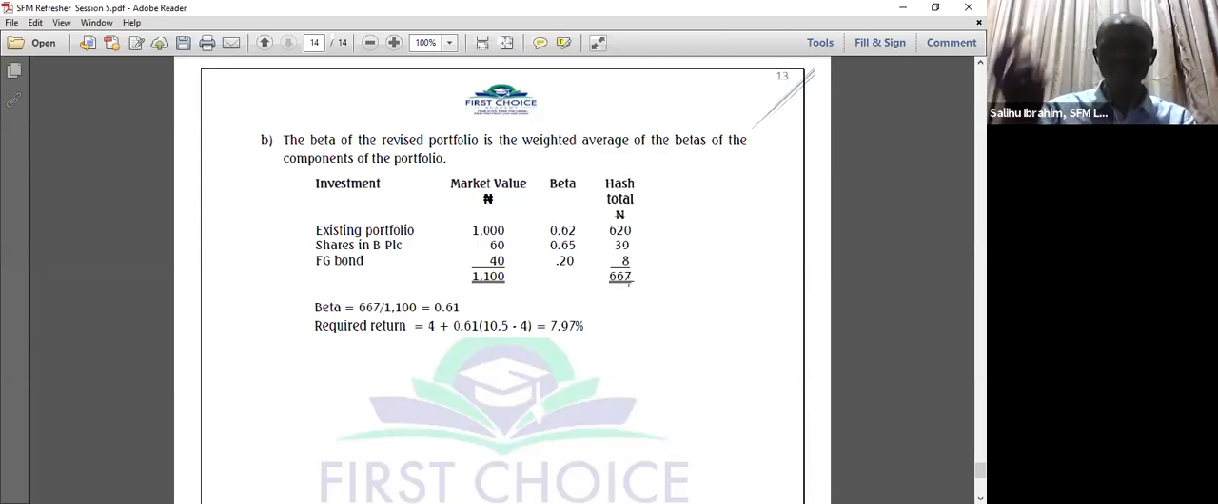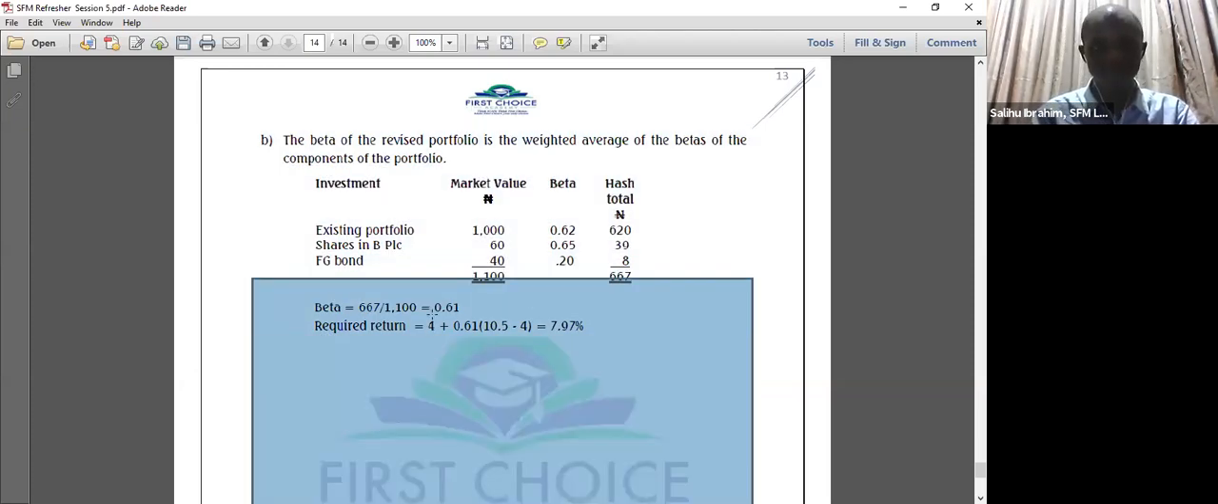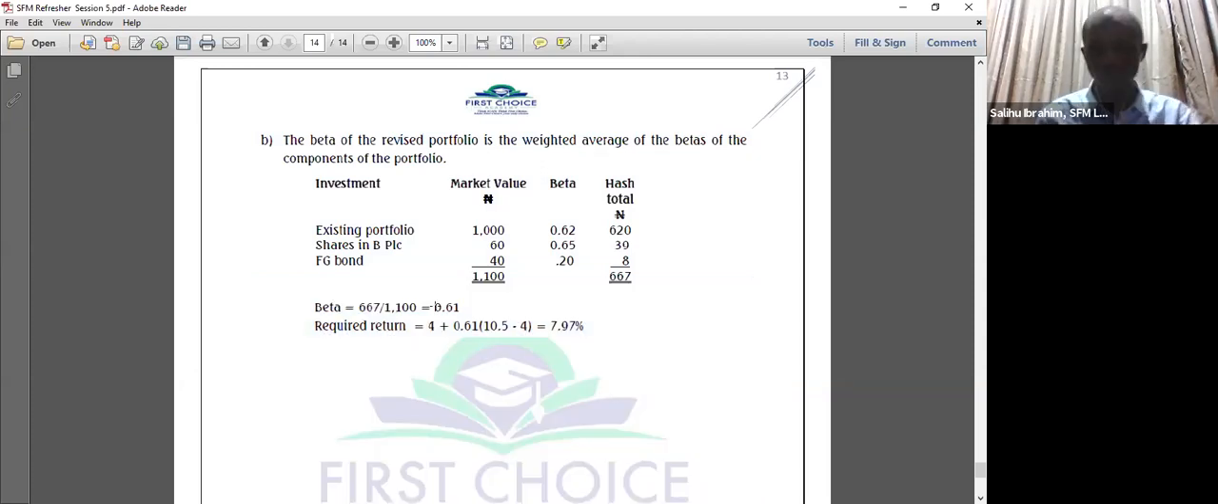So for me to get the beta of the portfolio, it's going to be the hash total over the total market value. And that gave me 0.61. So I use that 0.61 to compute my required return on the portfolio.